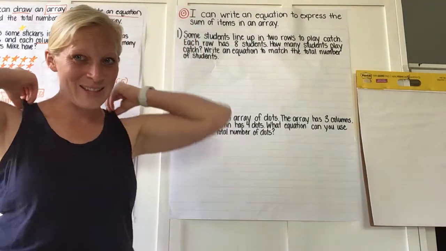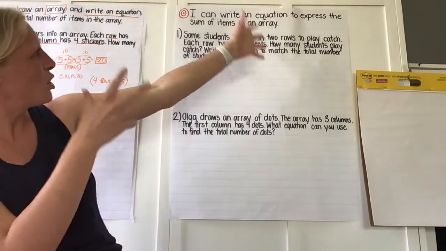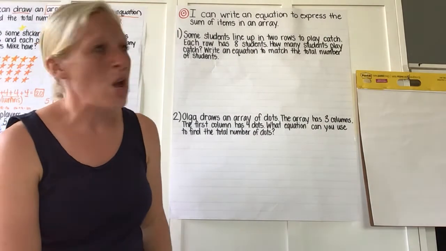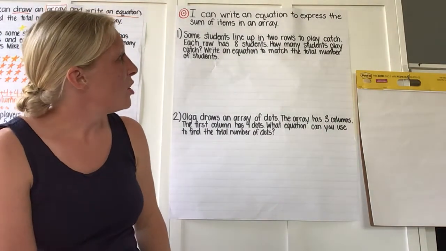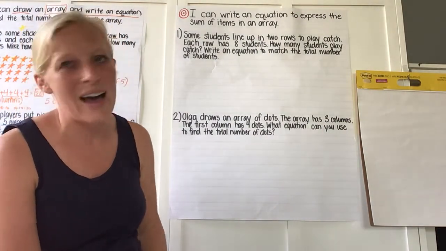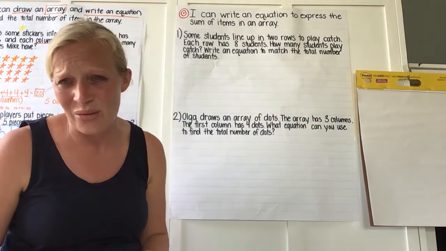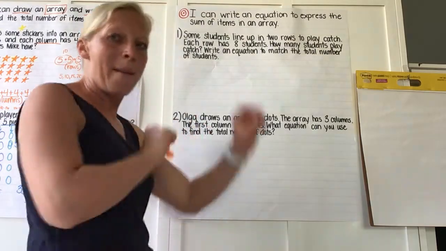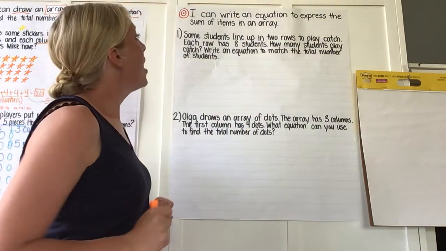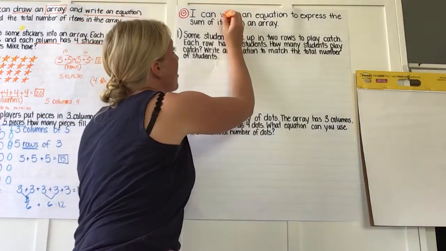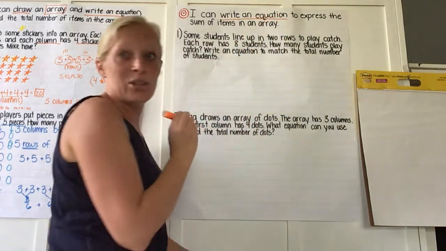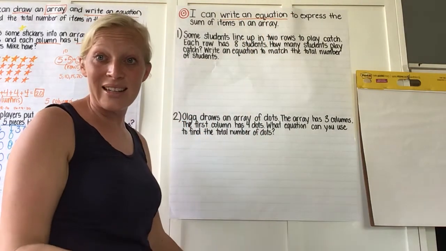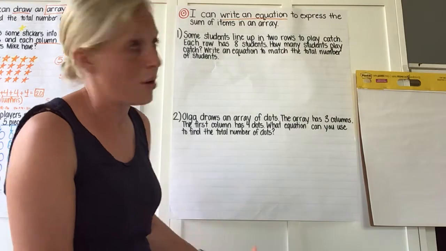Are you ready? Let's go ahead and look at our learning target. I can write an equation to express the sum of items in an array. That sounds really big, doesn't it? It's not as scary as it sounds. Let's break it down a little bit. I can write an equation. Well, you already know how to do that. You've been doing that every day this week, right? We're writing a number sentence to match our columns and our rows.